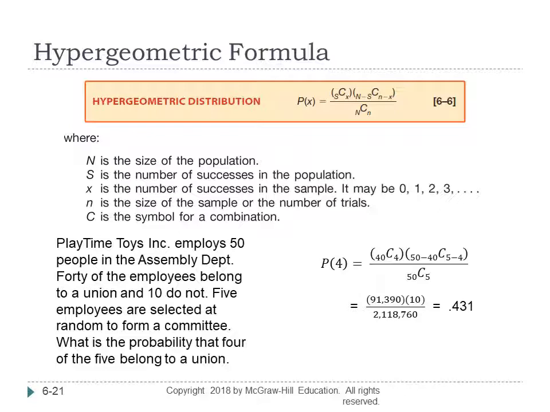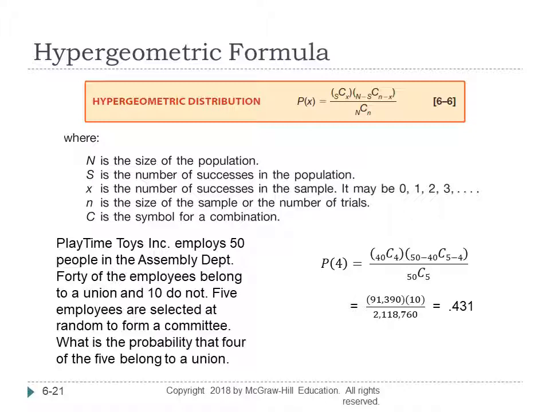Let me read those symbols again and then come back to the formula, because we will use it to calculate some probabilities. Again, capital N is the size of the population. S is the number of successes in the population. X is the number of successes in the sample. That's what we're calculating the probability for. It could be 0, 1, 2, up to the size of the sample. Small n is the size of the sample, and C is the symbol for a combination, which we already know how to do.